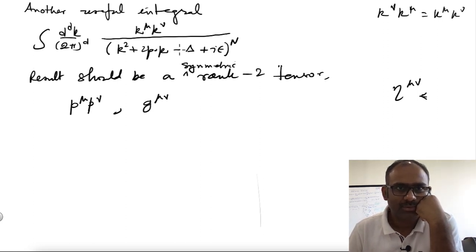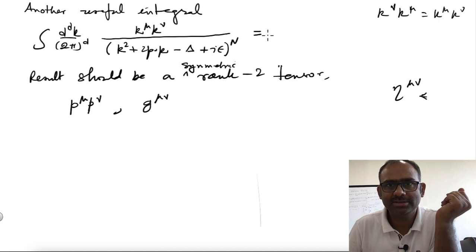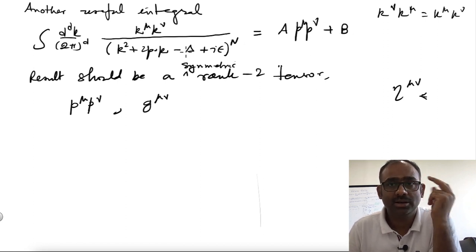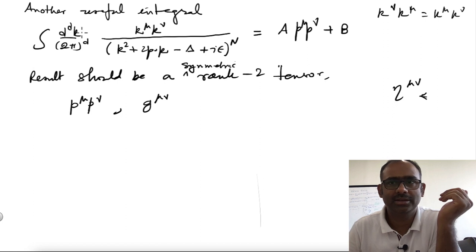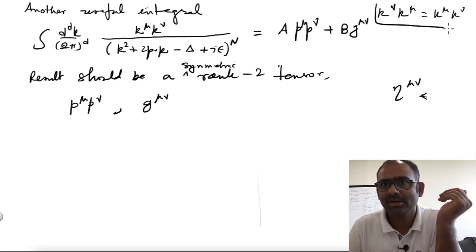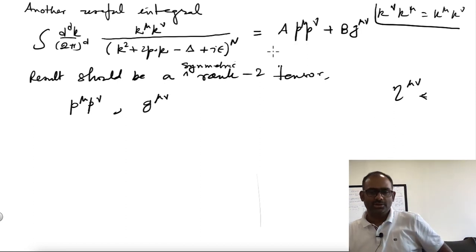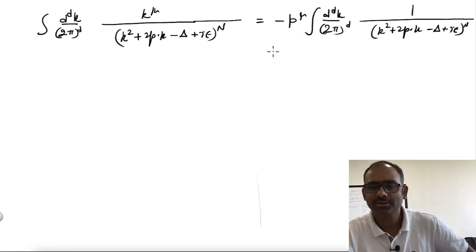So whatever this result is, it has to be some constant, which I will call A, times p^μ p^ν, plus some constant B times g^μν, and those constants will depend on Δ, n, d, all those other variables. But the general form has to be this. I will leave it as an exercise to find out the explicit answer using these kinds of tricks.